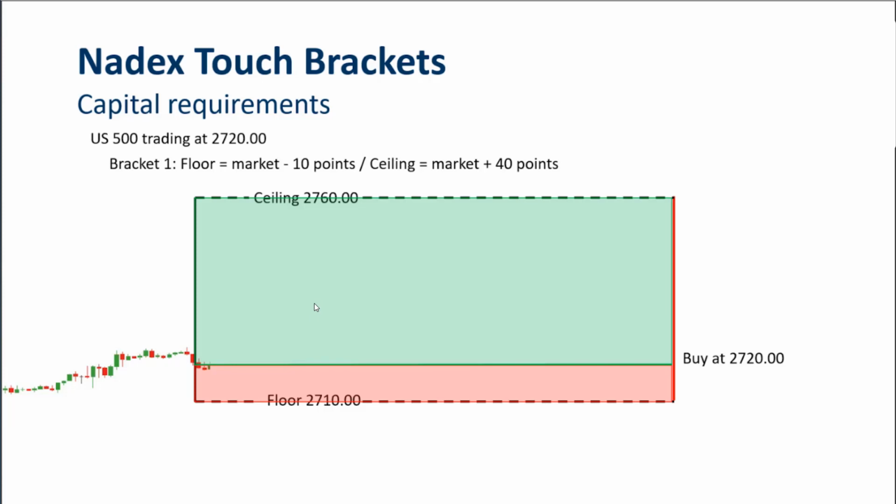If you bought this Nadex touch bracket that I'm listing right here, it would cost you about $100, and that's your maximum risk on the trade. Your upside could be potentially $400 if the underlying market trades all the way to the top side of the bracket.